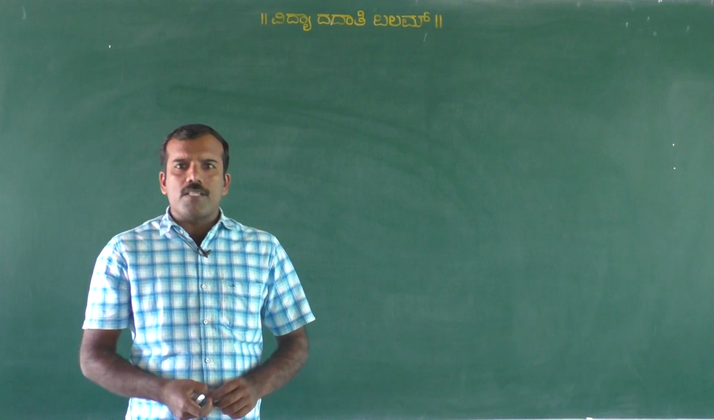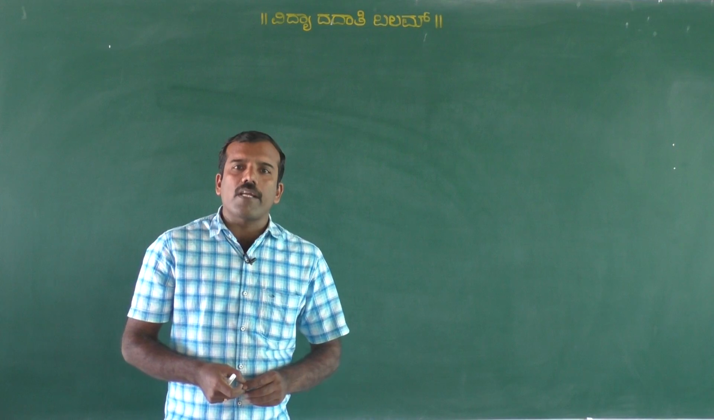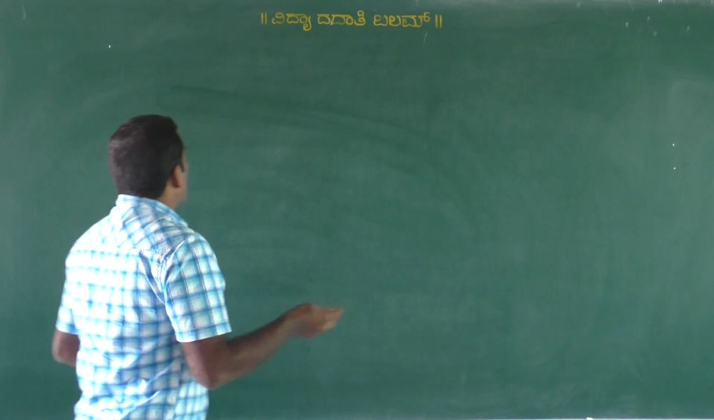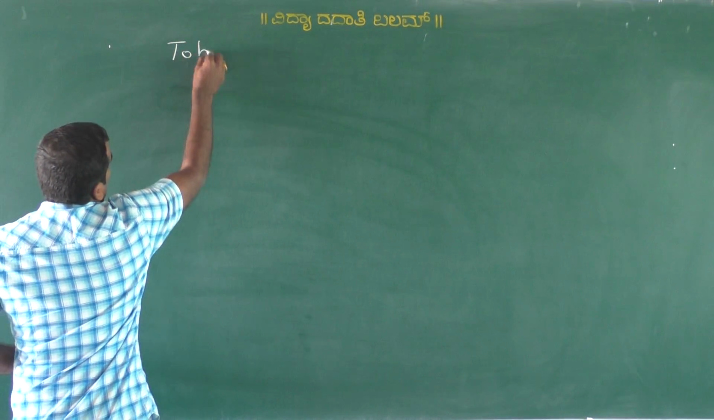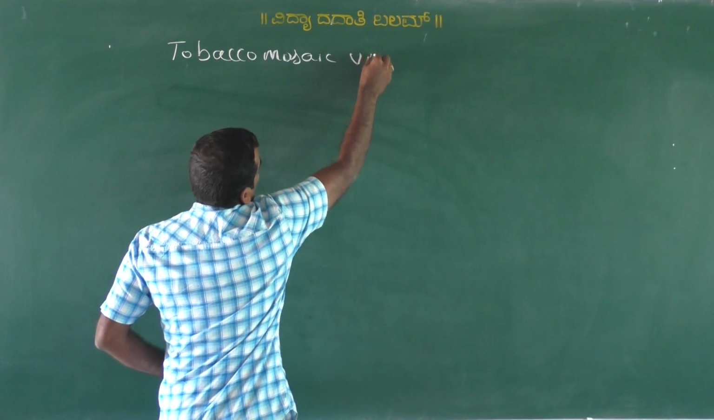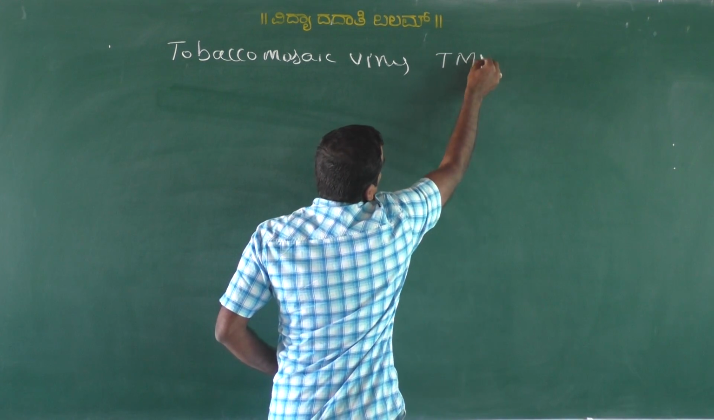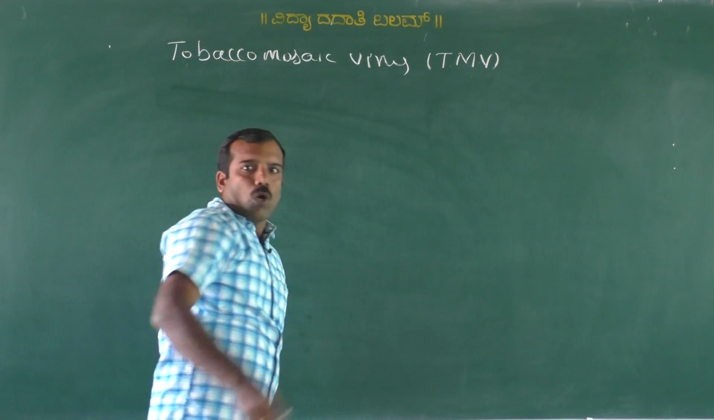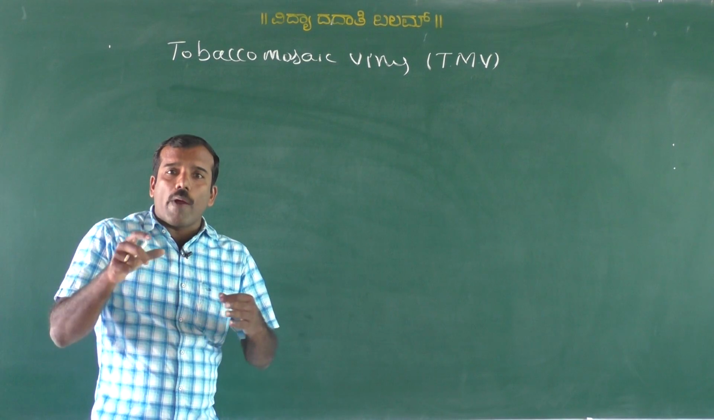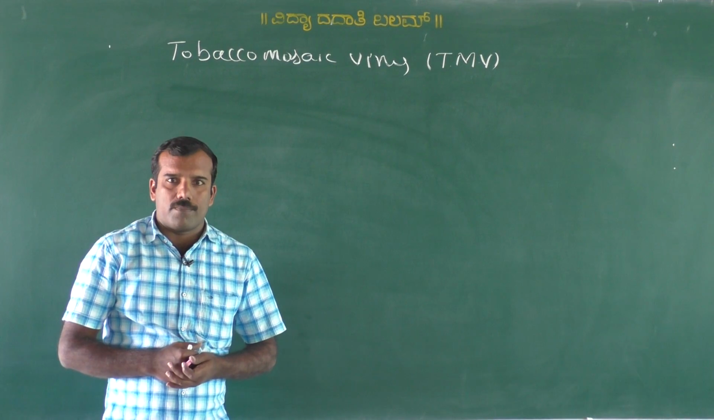So in this class we are going to discuss the structure of viruses, especially tobacco mosaic virus and bacteriophage. The first one is tobacco mosaic virus, in short called TMV. That means tobacco mosaic virus. The virus which infects tobacco plants is called tobacco mosaic virus.